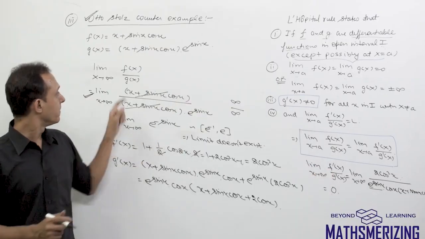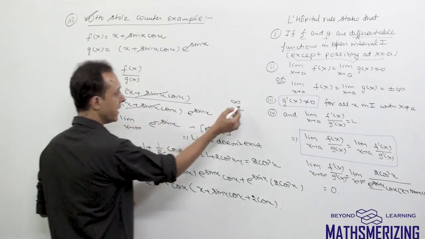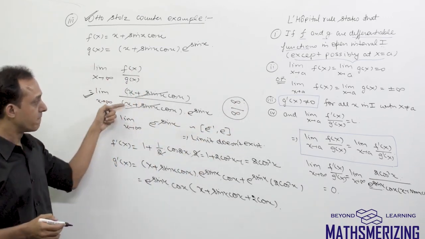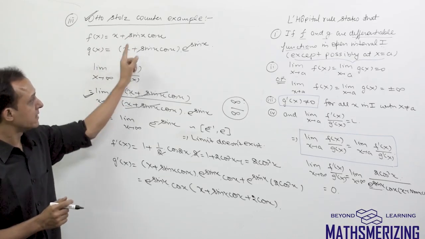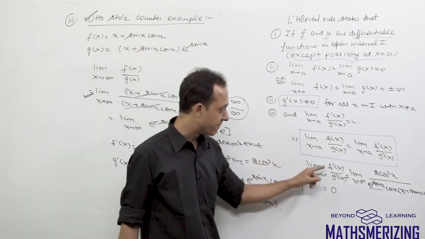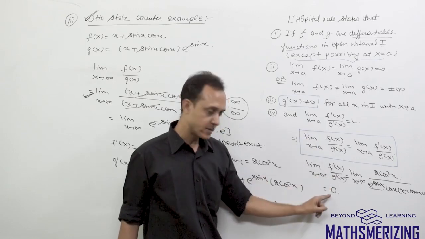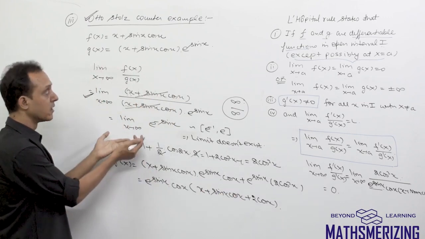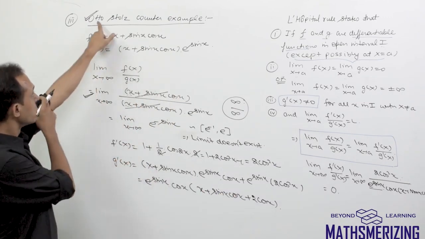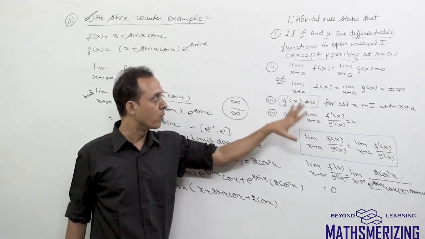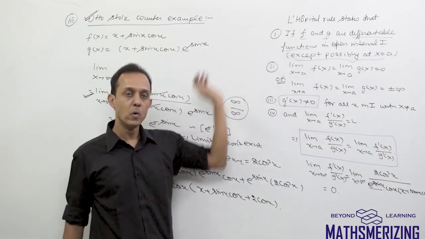Now in this example, f(x) upon g(x) is infinity upon infinity form. As x tends to infinite, it will be infinite upon infinite. Functions f(x) and g(x) are differentiable functions. This limit x tends to infinite, f dash x upon g dash x, it exists and it is equal to 0. But still, this limit doesn't exist. So from this counter example, Otto Stolz mentioned that this condition g dash x unequal to 0 is required for L'Hospital rule to hold.